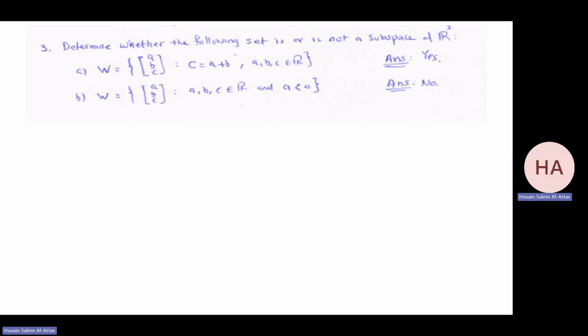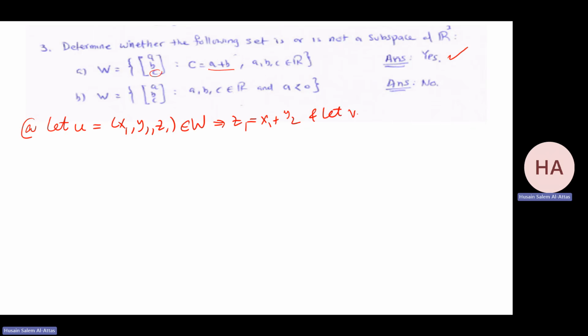What is the first one? The first one is: I need the third component to be the sum of the first two. And this is a subspace, so I need to show it. So let u, which is x1, y1, z1, belong to W. That means the third component is equal to the first component plus the second component.